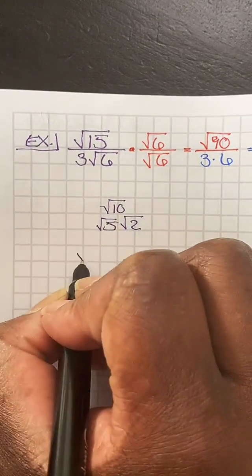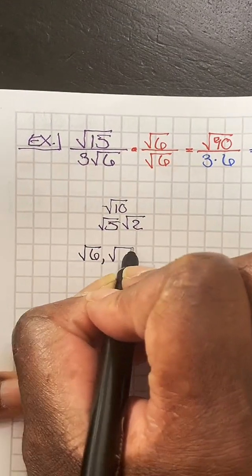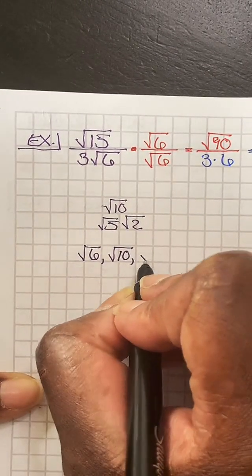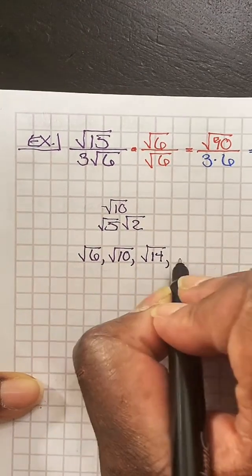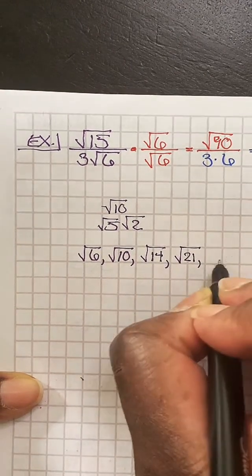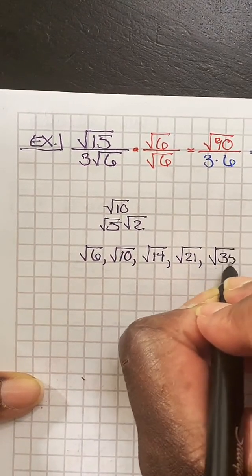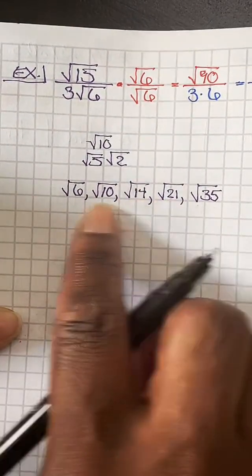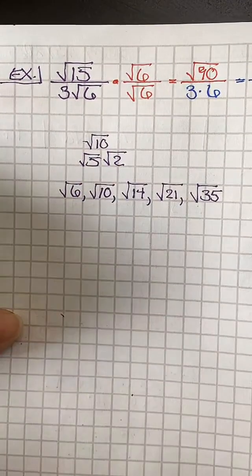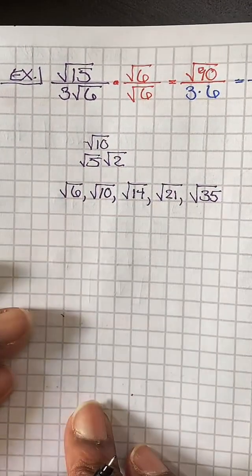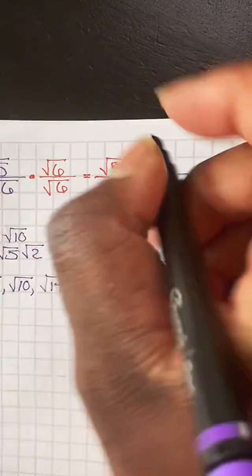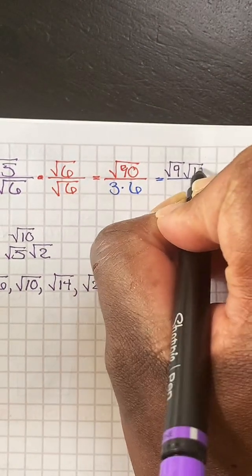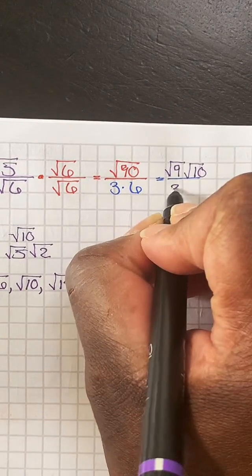Okay, another example would be like square root of 6. We know the square root of 10. What else? Square root of 14. Square root of 21. And I know square root of 35 is the most famous one, but there's definitely more. Because if I try to break these down, I'm only going to get 2 numbers that are going to be prime numbers. So the best bet, as you guys are saying, is going to be square root of 9, square root of 10. And we bring down the 3 and the 6.